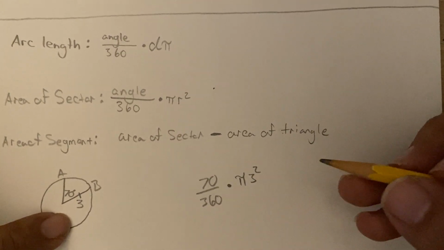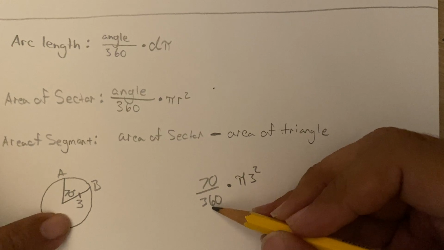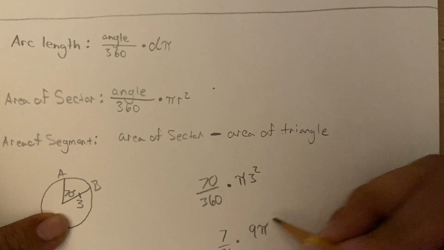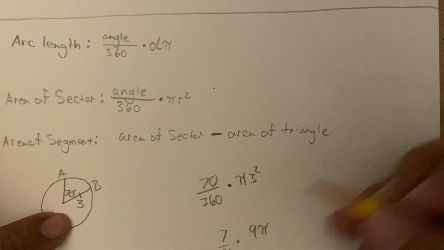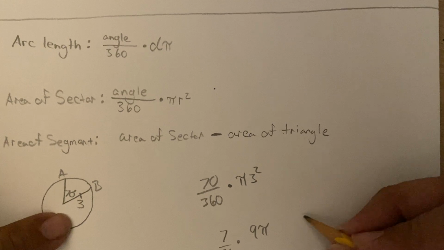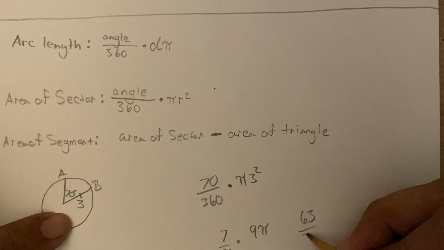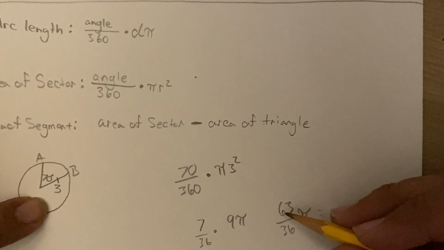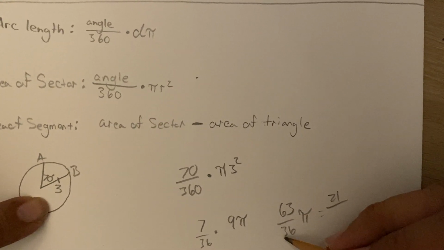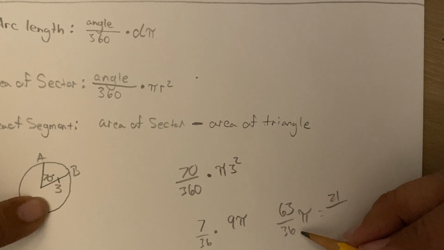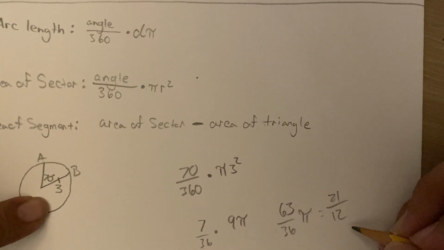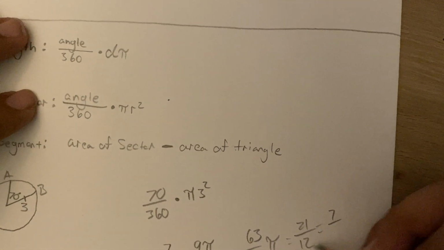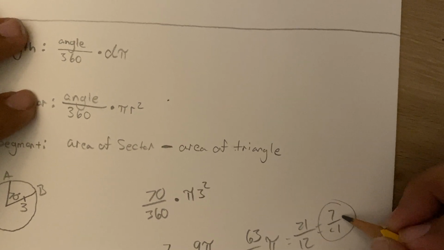If I want it in terms of pi, this would be 70 over 360. So it would be 7 over 36 times 9 pi. Then I would multiply 7 times 9, and I would get 63 over 36 pi. And then this answer would end up being, let me see, divided by 3, 21 over 12. And then these are both divisible by 3 again. So this would make 7 over 4. And then I would just put pi next to it.